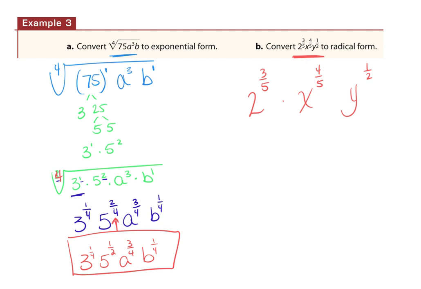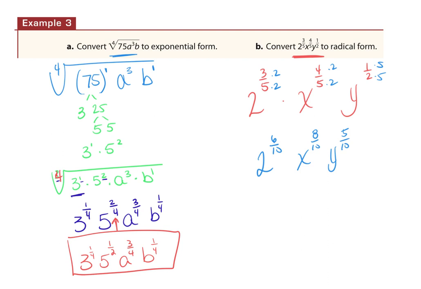Because two of my radicals are going to have an index of 5 and one of them is going to have an index of 2, and that does not work. Okay? All of them have to have the same radical. So I need to get them all with the same denominator. So how do I get fractions to the same denominator? I just find a common multiple. What's my least common denominator between 2 and 5? 10. It's 10. So I need to get all of these to 10. I multiply that guy by 2 to get it to 10, that guy by 2, and this guy by 5. So now I have 2 to the 6 tenths, x to the 8 tenths, and y to the 5 tenths.